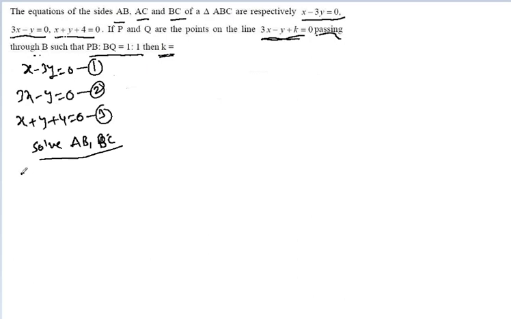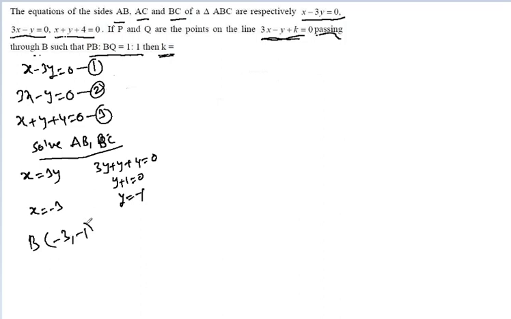From the first equation, x equals 3y, and substituting in the third equation, 3y plus y plus 4 equals 0, that is 4y plus 4 equals 0, y plus 1 equals 0, y equals minus 1. Substituting y equals minus 1, x equals minus 3. Therefore the point B is minus 3 comma minus 1.